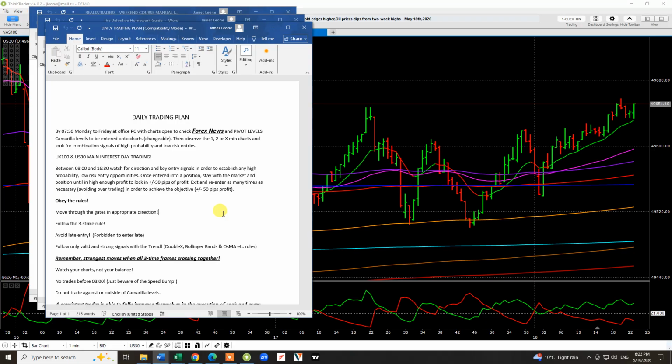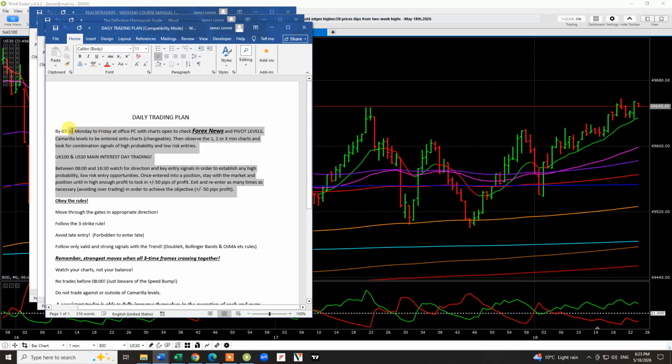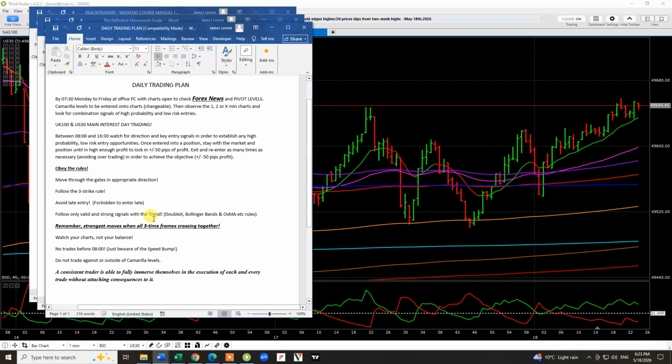I should not be trading right now because I've given away half of what my daily target is. Take the break. Above that line, all that's editable to suit yourself based on your availability for trading. Below this line, obey the rules. This is not editable. This is not negotiable. You must obey the rules. Once you know what they are, you can move through the gates in the appropriate direction. We'll talk about them in lesson 3.